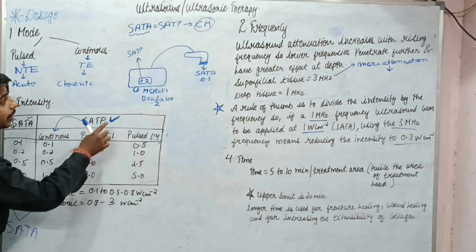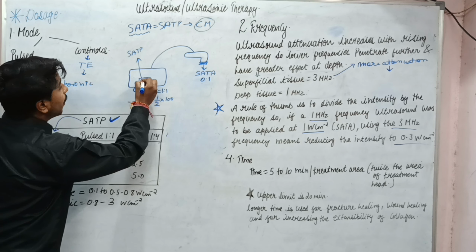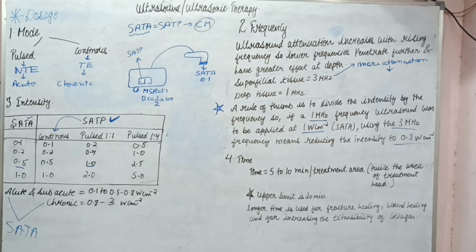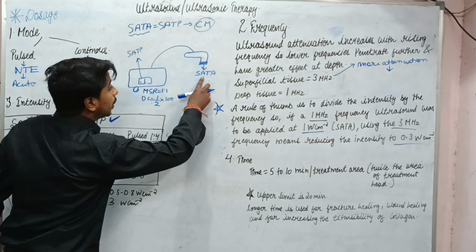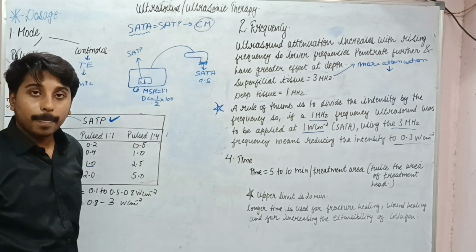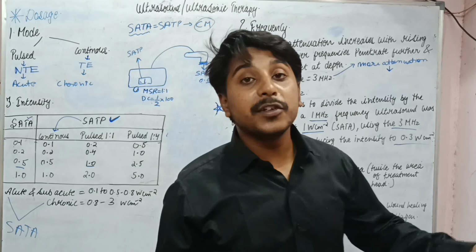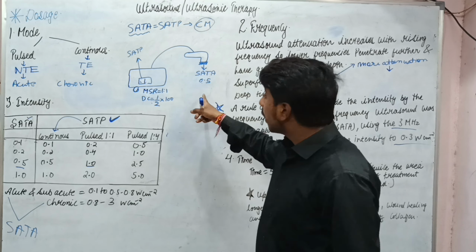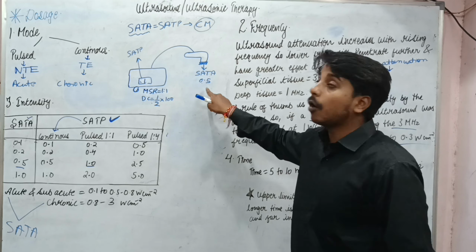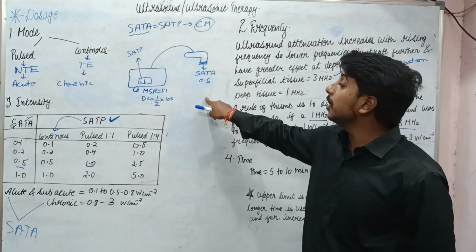Okay, let us move further. When I am giving 1, at 1 I am getting 0.5. That is half. 0.5. Okay. So this is the thing which will occur in the pulsed mode. That is, what we are giving is not what we are receiving.